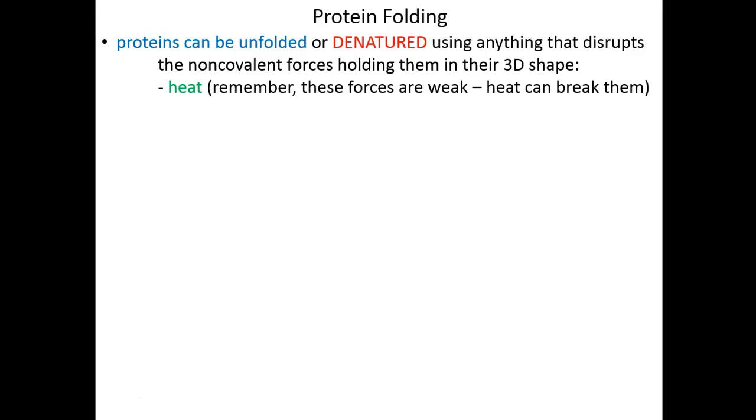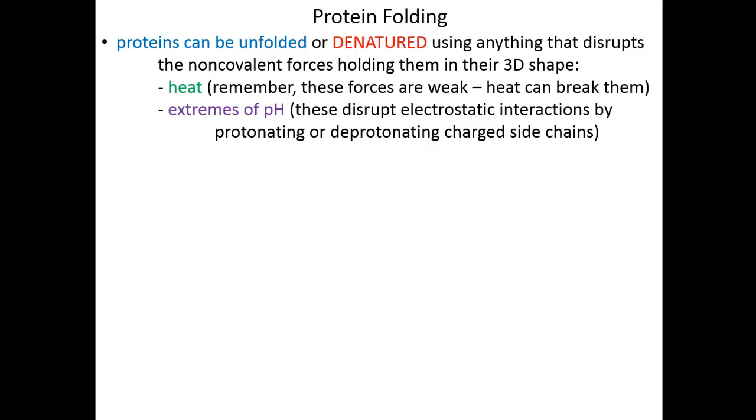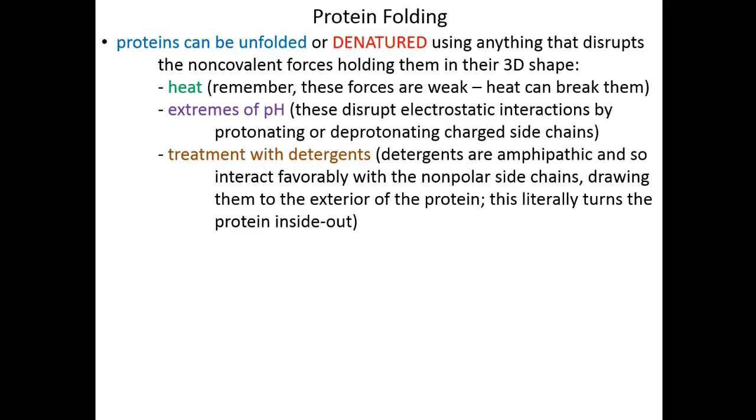These interactions that are keeping proteins into their tertiary shape are largely weak, non-covalent interactions, so heat is enough to break them. Extremes in pH, very basic or acidic environments, can also disrupt tertiary structure by breaking electrostatic interactions. Treatments with detergents, you've probably encountered this in some labs you've taken already, or you'll encounter it in the lab you do take for this course.